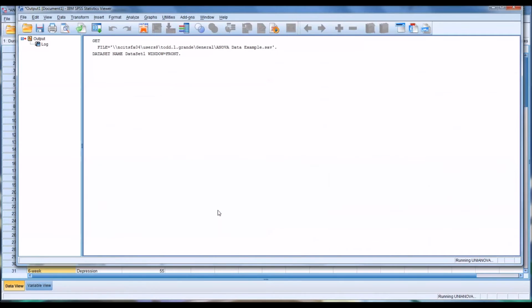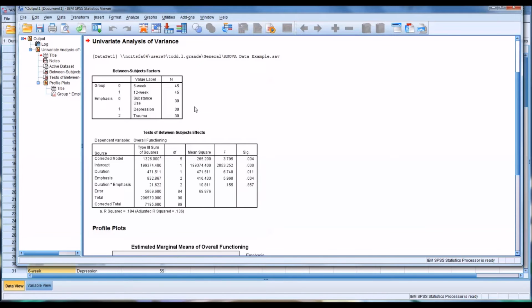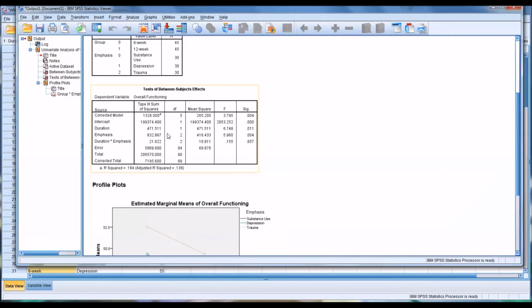And click OK. And you can see that a good deal of information is produced by SPSS, the results of the ANOVA, two tables and a graph.